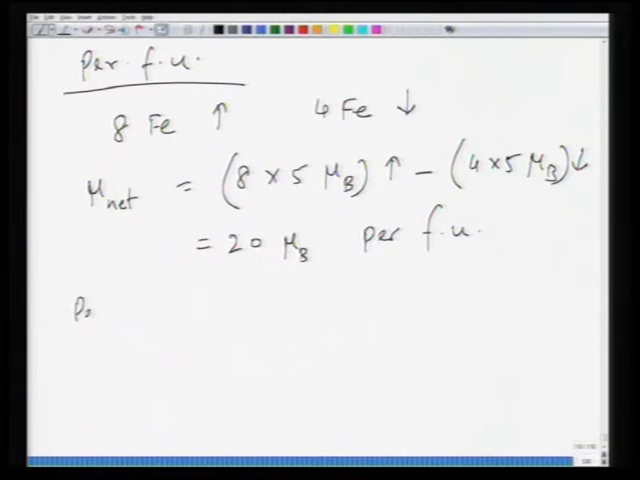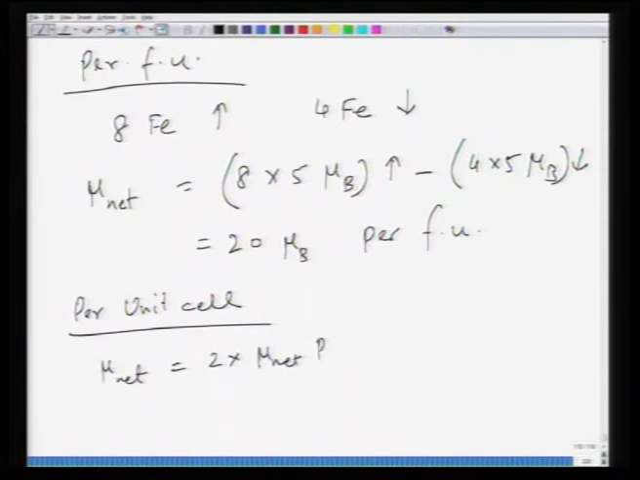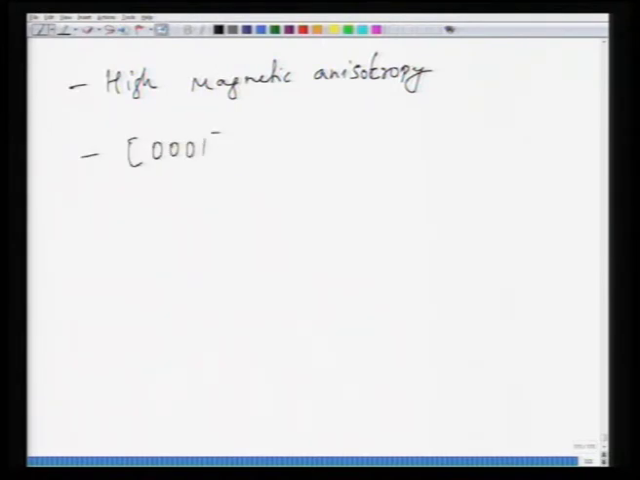Now, for per unit cell, if you want to calculate, then per unit cell μ net is going to be equal to 2 multiplied by μ net per formula unit, and this would be 40 Bohr magneton, and this is a very large magnetic moment for a material, and that is why this makes barium ferrite a very useful material. Another feature of this material is that it has high magnetic anisotropy, which is expected for a hexagonal material, and it magnetizes easily along 0001 or the c axis of the unit cell.